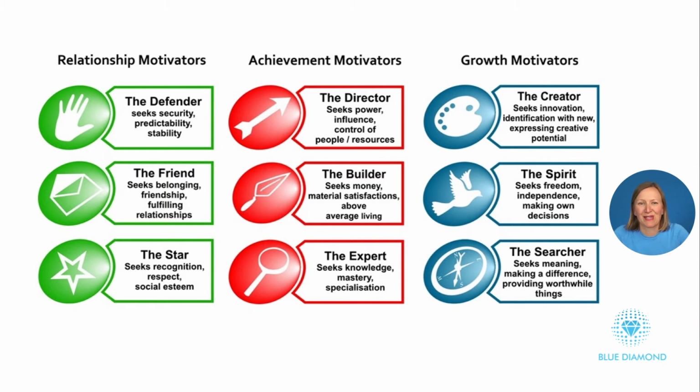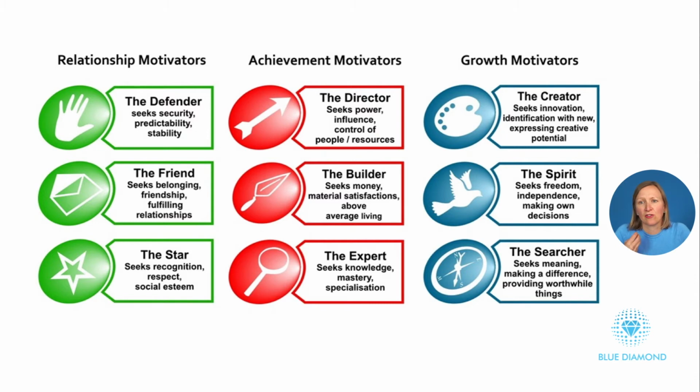So let's move across in the middle into the achievement motivators. Now at the top we have the director. Now these people like influence and control. They're typically the people that not just feel comfortable managing teams of people, and it's not about ability. None of this is about ability. It's about the motivation. It's about what you are interested in doing. So these people like to be the manager of a team or the leader of the team. They like to bring people along on the journey.